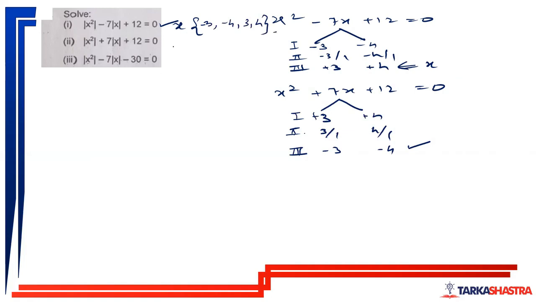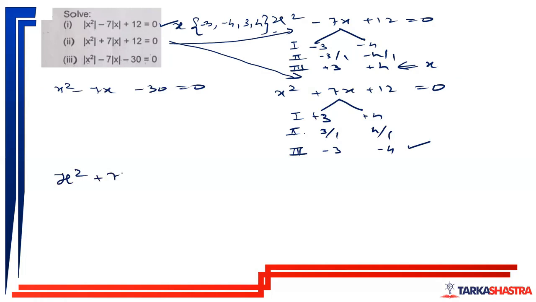Okay. Now this equation is also the same. It will one time become like this and other time it will become like this. So these two equations are nothing but the same, and you will get a similar solution for that. Okay, now x square minus 7x minus 30. So x square minus 7x minus 30 equal to 0, or x square plus 7x minus 30 equal to 0.